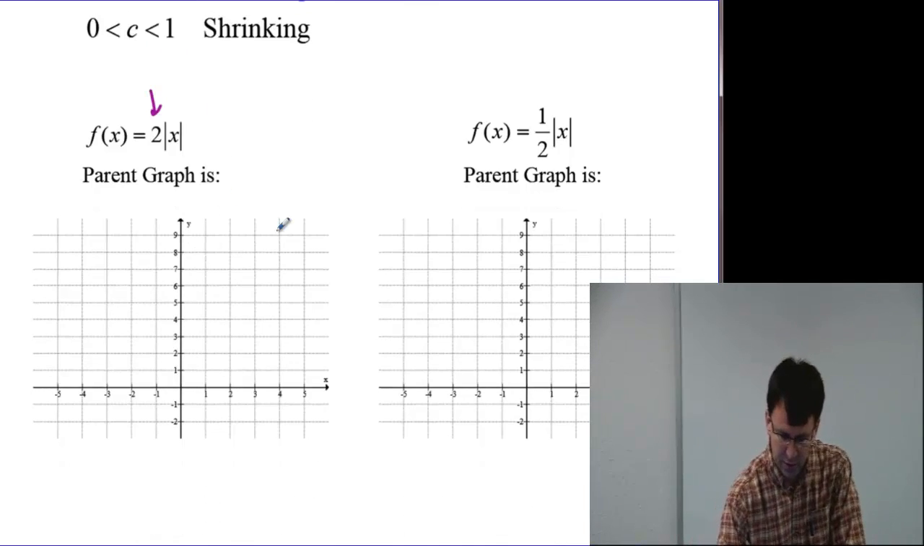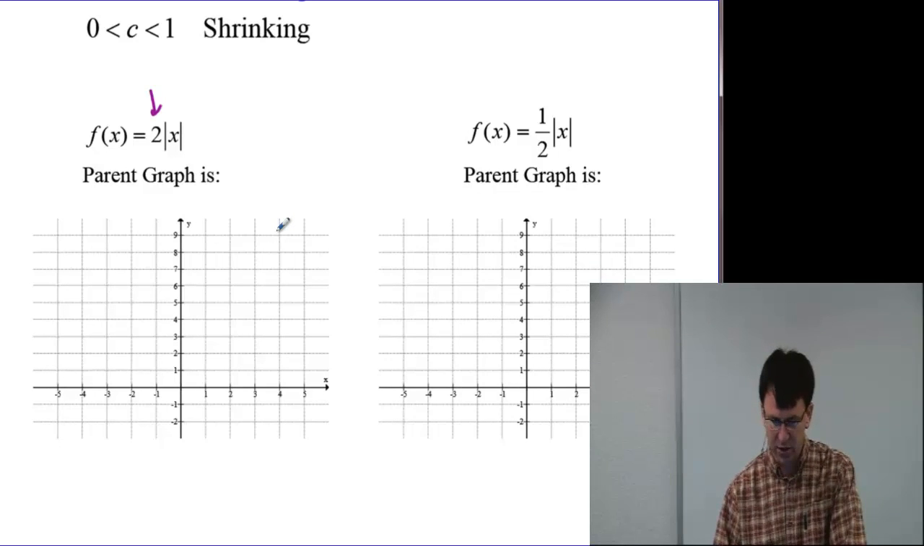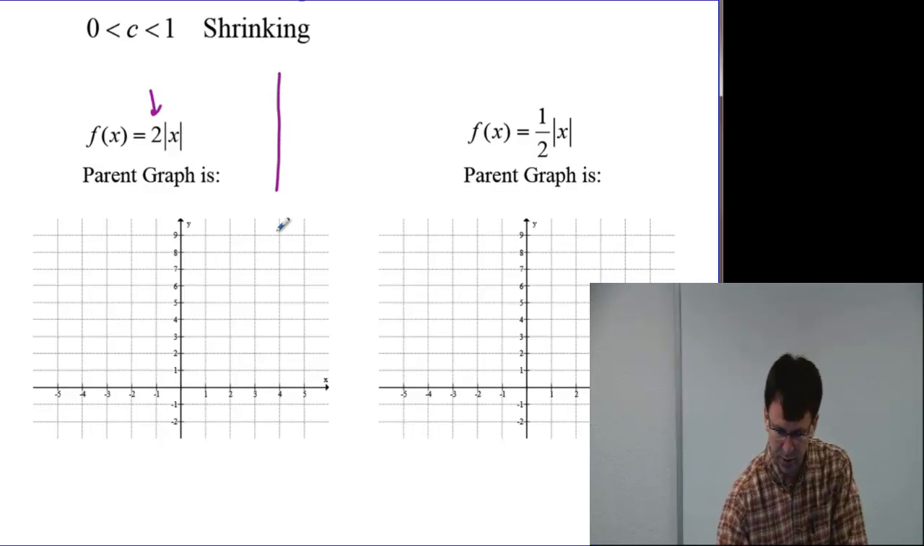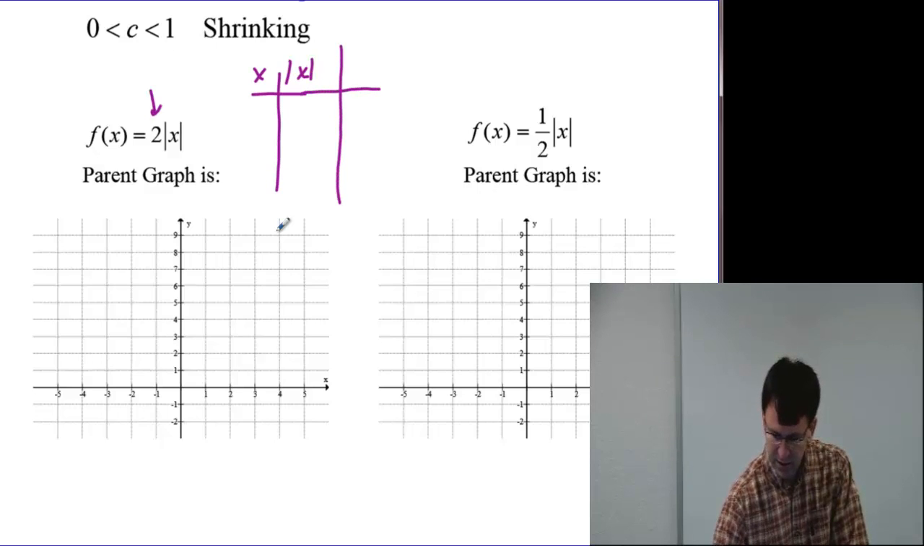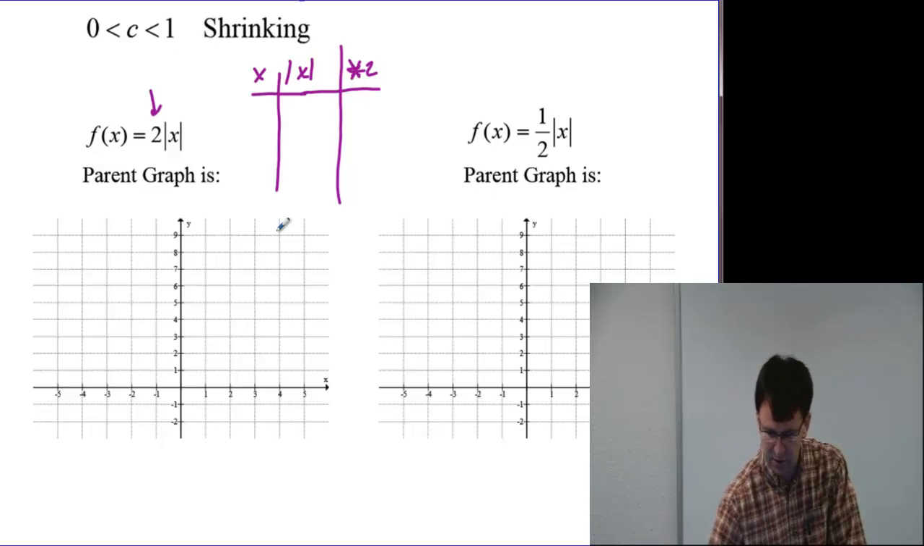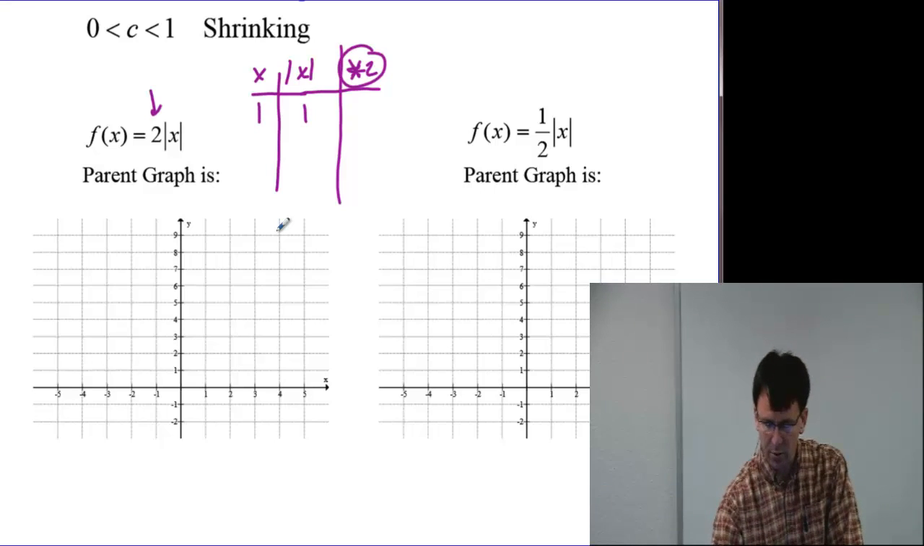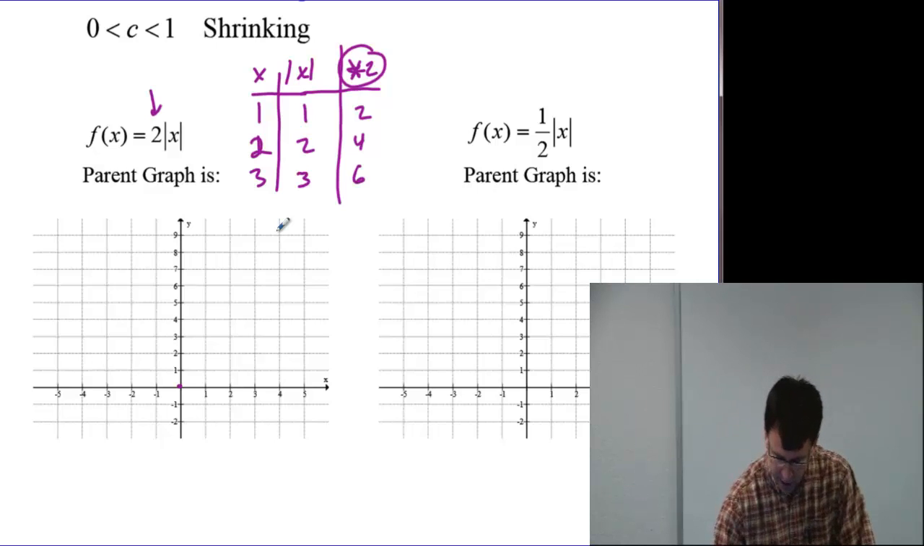Notice that if I put a constant out in front, I end up doubling the output. If I had the graph of the absolute value of x, and then I said, let's just times it by 2. I mean that to be times, so I'll make it an asterisk. So if I let x be 1, the absolute value of 1 is 1, and then I want to double the output, it's going to be 2. If x was 2, then the absolute value is 2, and doubling it makes 4. 3 would be 3, doubling it would make 6.